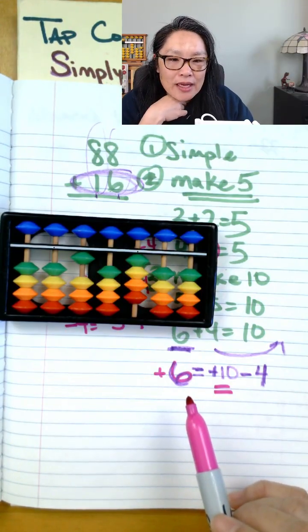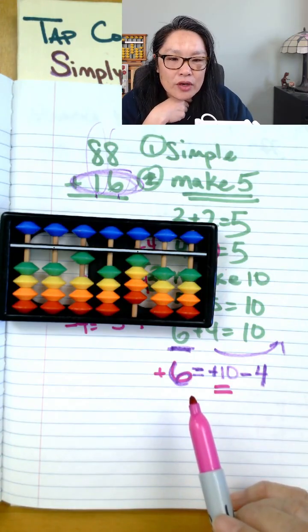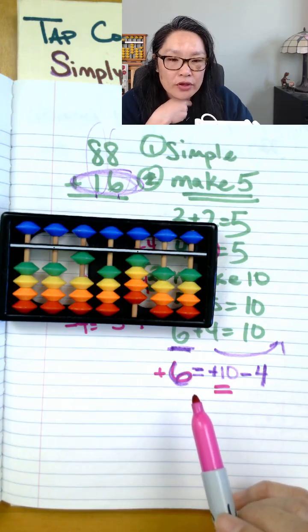Did that make sense? How can you do 8 divided by 2? I know the answer is 4. I want to see the steps on the abacus. You just have to know it.